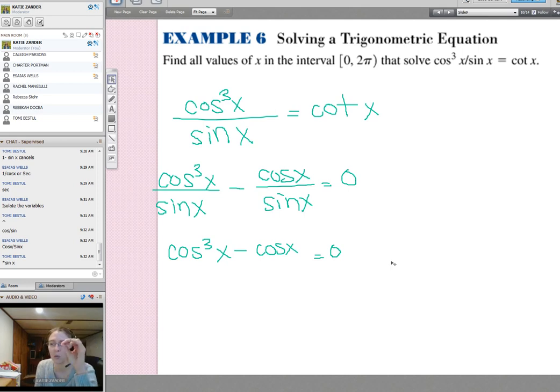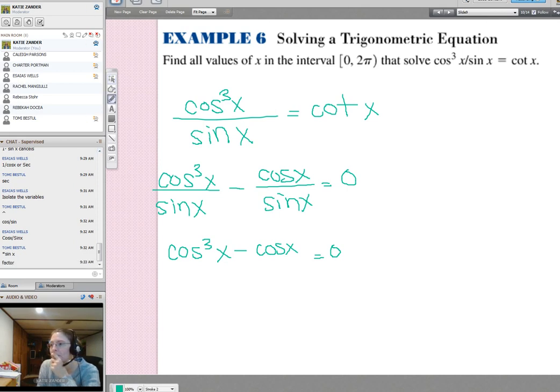What's the next thing you notice to try to help you solve for x and what's left here? Factor it. Yep, exactly. So let's take out that cosine x, that GCF that they have.